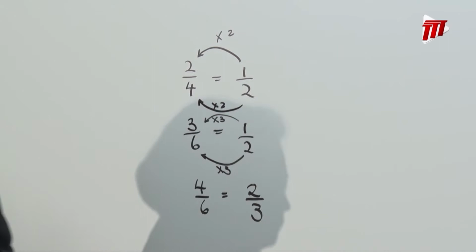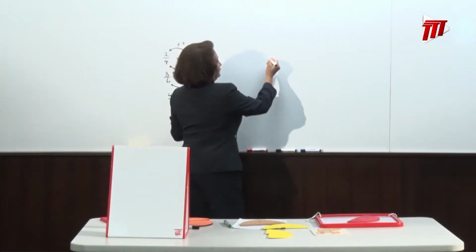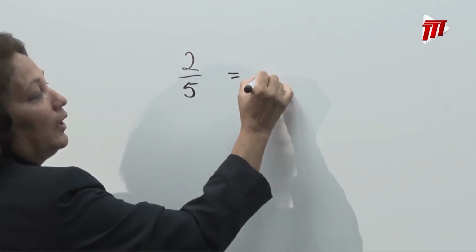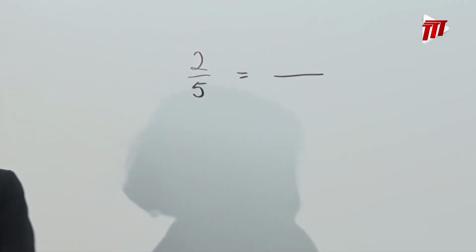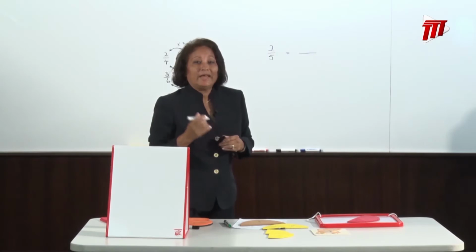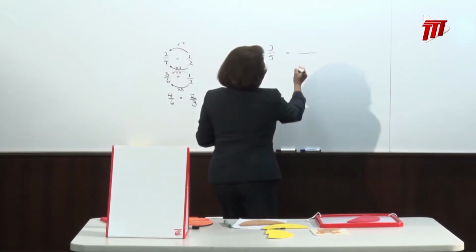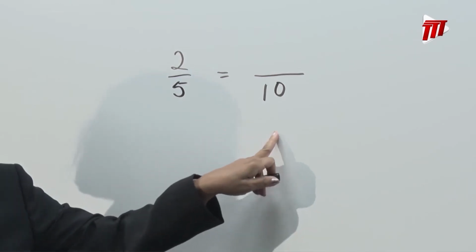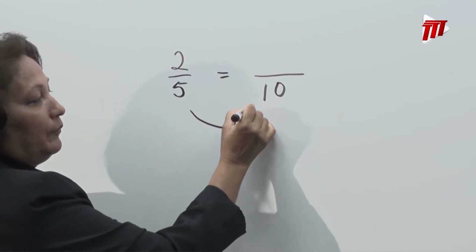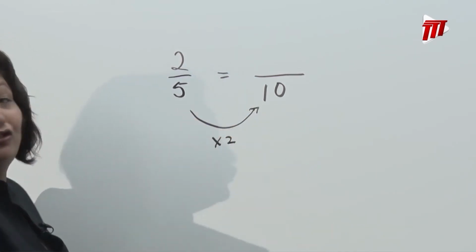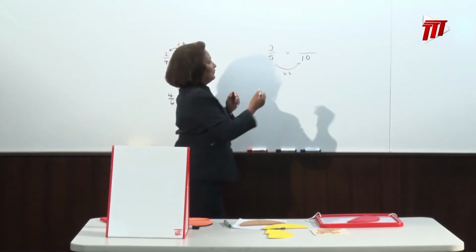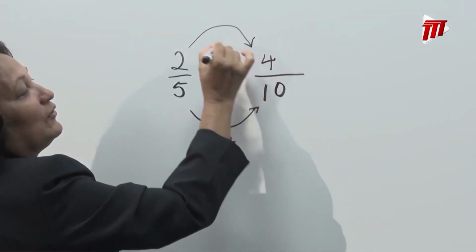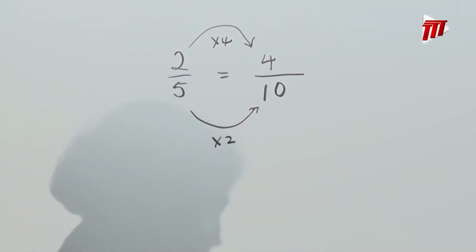Want to try one? How about if we had 2/5, and I want to convert that, find equivalent for tenths. We're going to tenths. In going from here to here, I would multiply by 2, right? I know you all know the answer, very good. We're going to multiply the numerator by 2, so we get 4. Excellent.